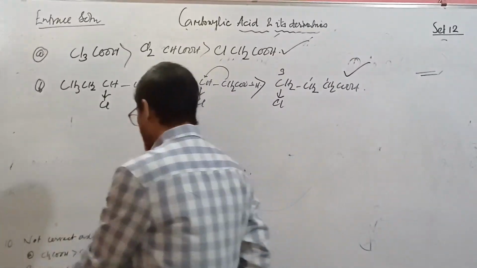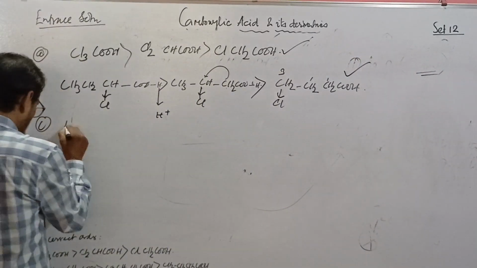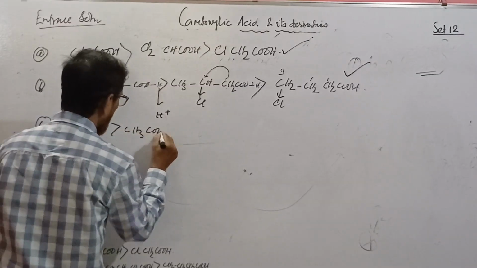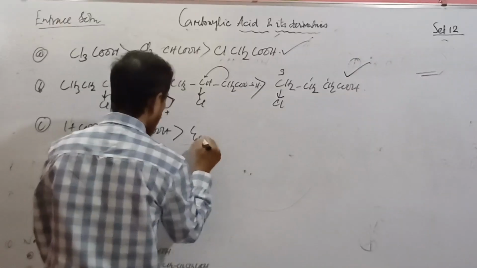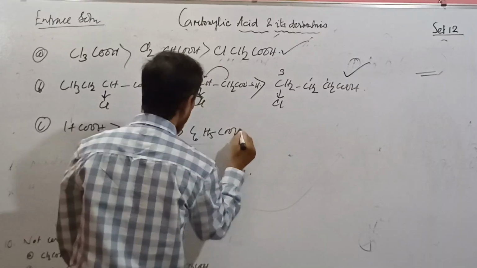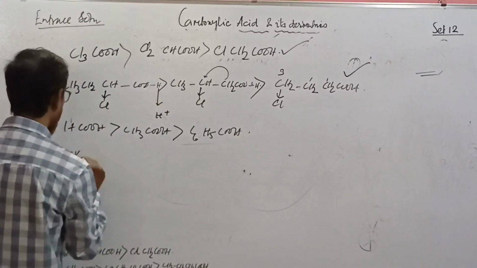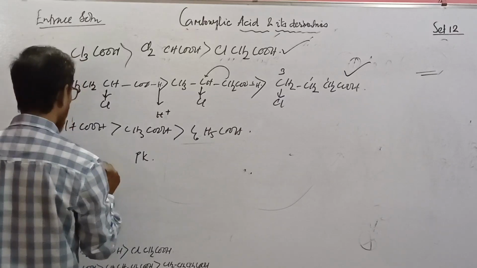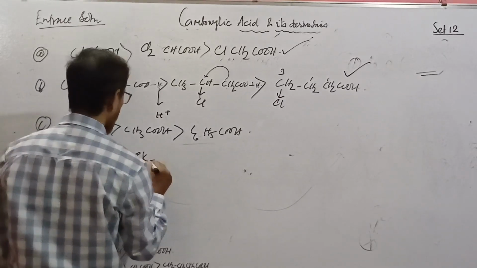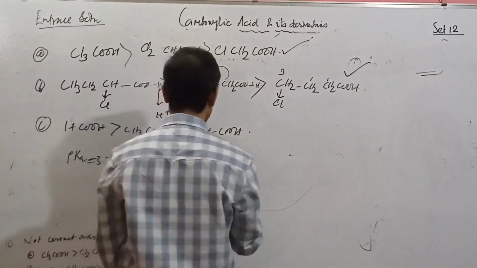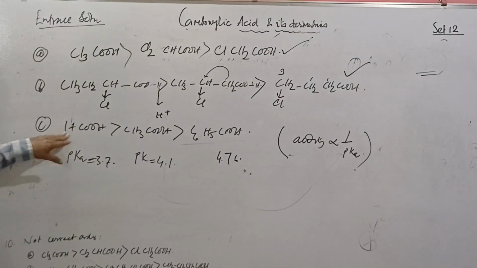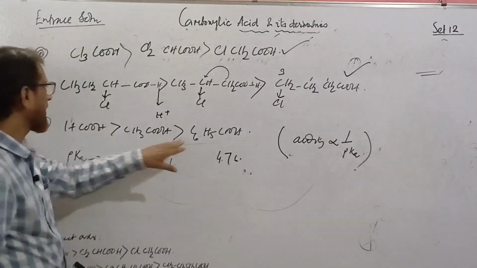Now come to this one: HCOOH, CH3COOH and C6H5COOH. Let me explain here. The pK values are 3.7, 4.1. Let us check this one. It is formic acid, and here acetic acid, and here this.